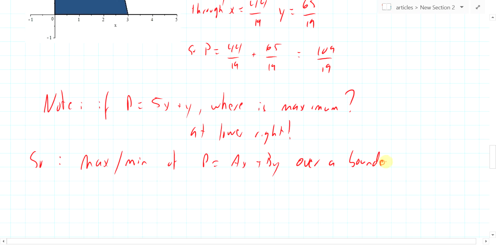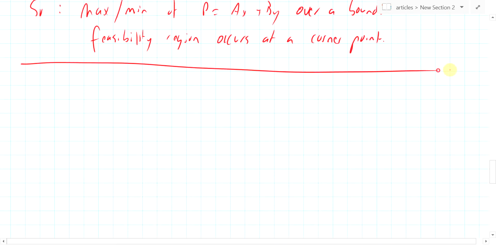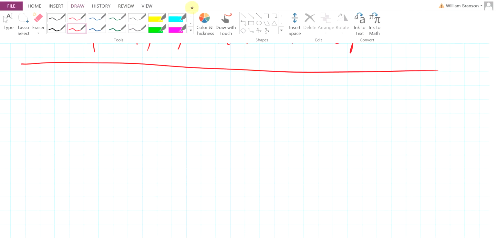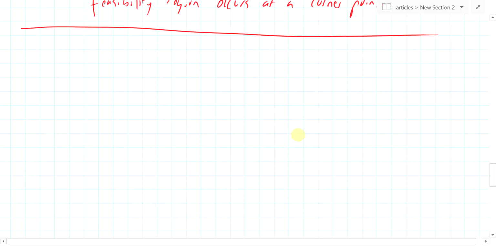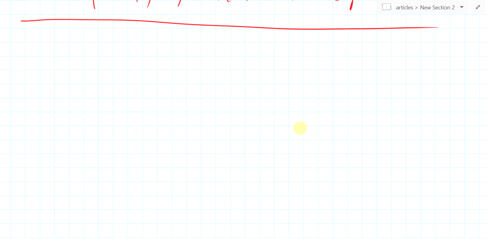We have a bounded feasibility region. The maximum and minimum of ax plus by occurs at a corner point. Okay. So now we'll do two examples of how to maximize and minimize things. These are a little bit lengthy, but they should cover all the stuff in 5.3, and again, most of this will be done in 5.1 and 5.2.